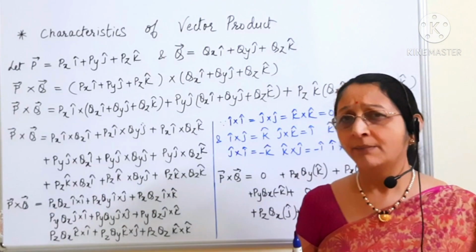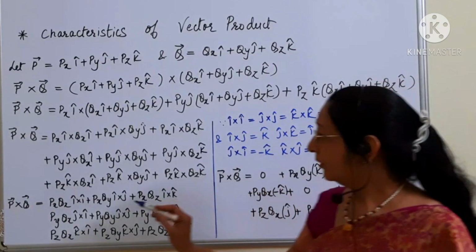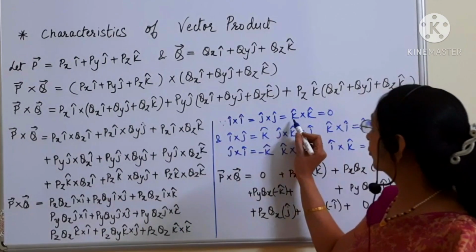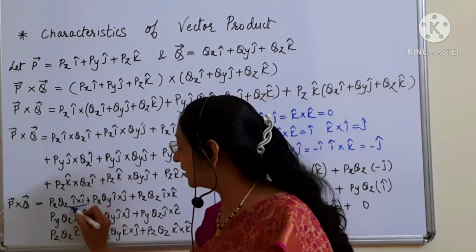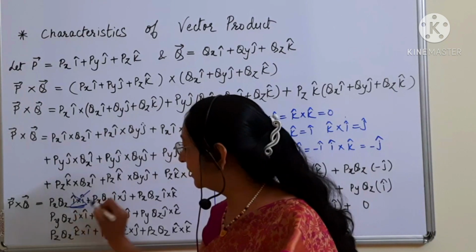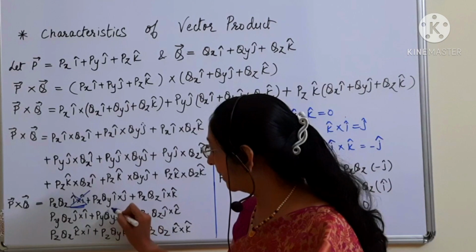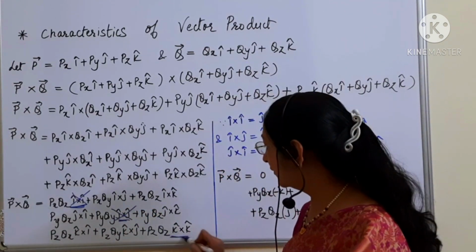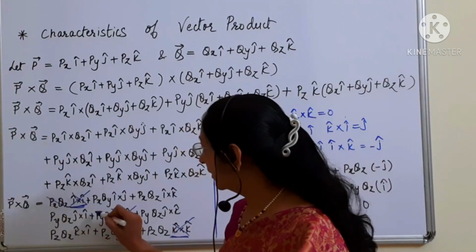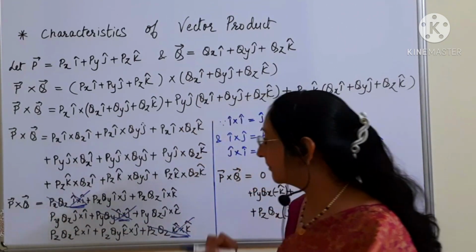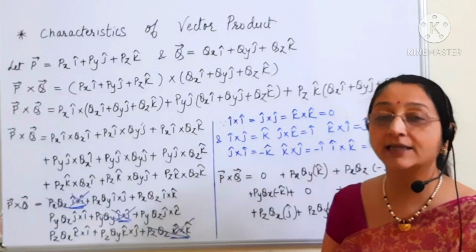We have just discussed this in the previous lecture. So here i cross i, j cross j, k cross k are all 0. So this term, i cross i, will become 0. Then the j cross j term will become 0, and because k cross k is 0, this will become 0. So all these three terms will cancel because the answer is 0.